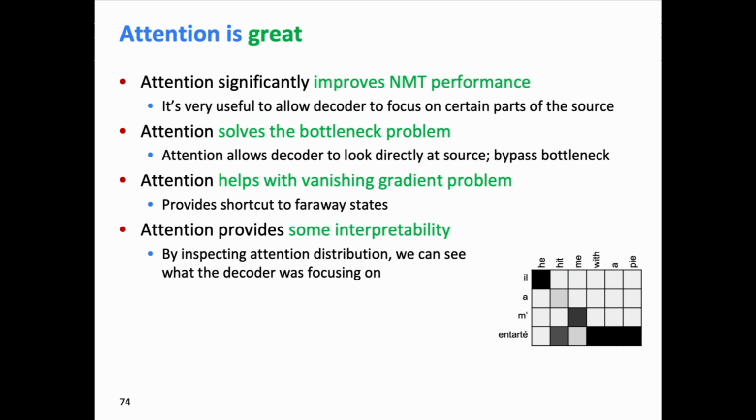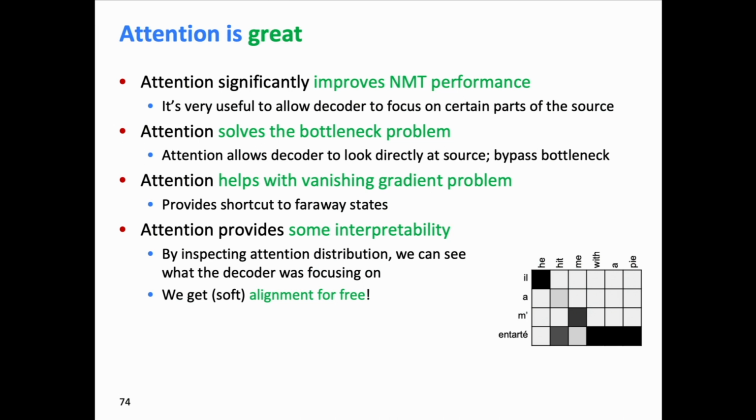And this is basically the same kind of plot that we had earlier with the hard notion of alignment in SMT, except that we have more flexibility to have a more soft version of alignment. Like, for example, when we produced the English word hit, perhaps we were mostly looking at entente, but we were also looking a little bit at A. So this means that we're getting alignment for free.